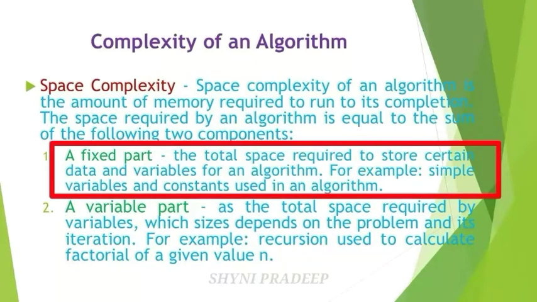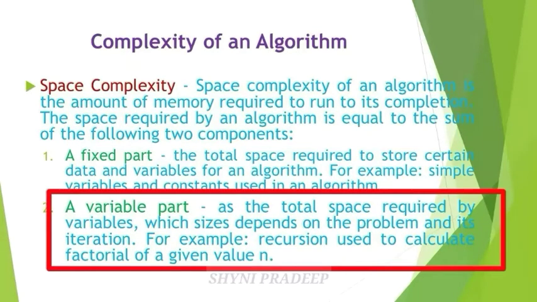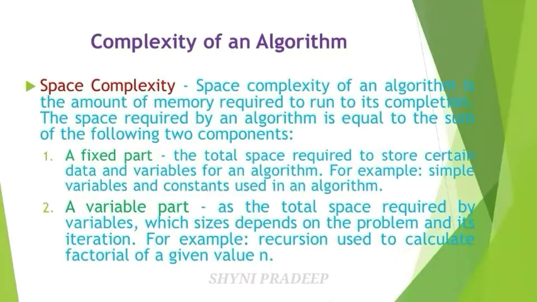Fixed part means the total space needed to store the data and variables. It describes the total space needed to store the variables and data. Okay. But in the variable part, the total space needed by the variables depends on the problem and its iterations. For example, when you want to calculate the factorial of a given number using a recursive function, you can store that problem in this part.